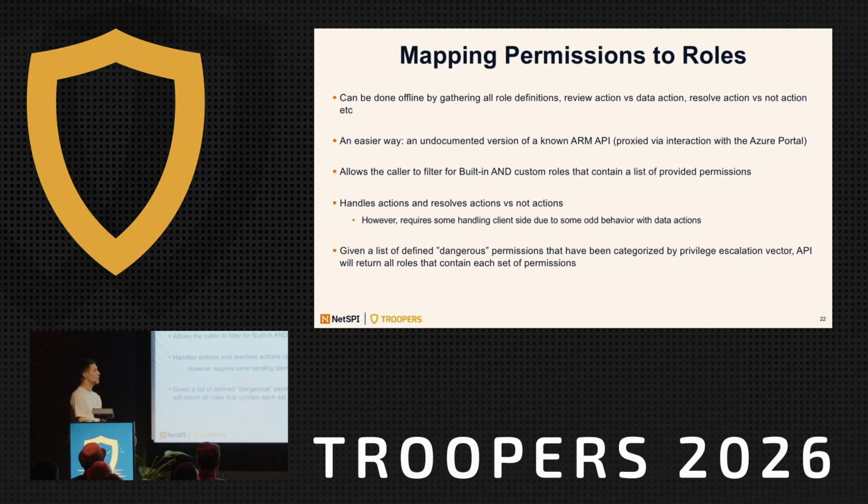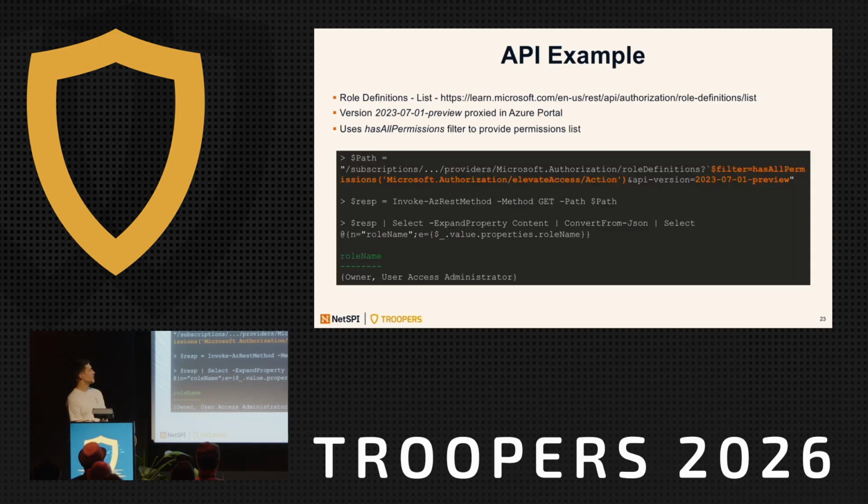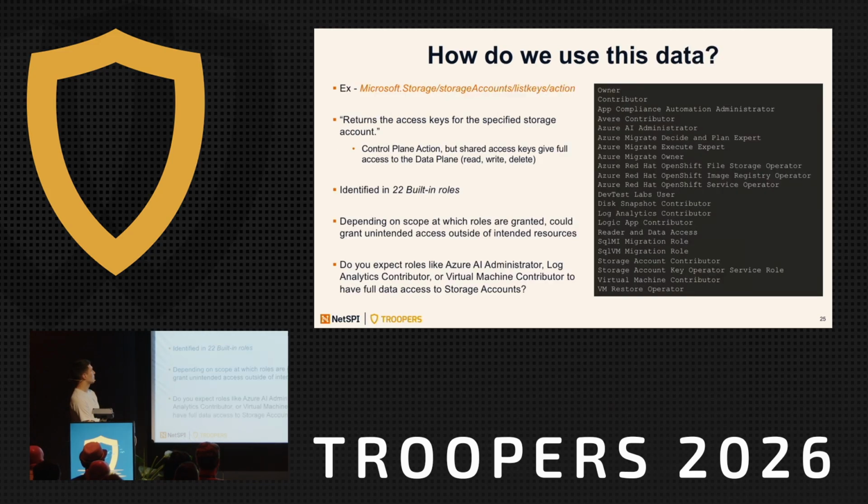So the idea was, if we have this list of permissions that's interesting to us, we can take those and start building out maps between permissions and roles, right? This is just an example of that API, and it's the role definitions list ARM API. It's nothing crazy, but the version is technically not documented, and I've only ever seen it in the Azure portal. So if you provide a permission to the has all permissions filter, you can get a list of all of the roles that contain that permission.